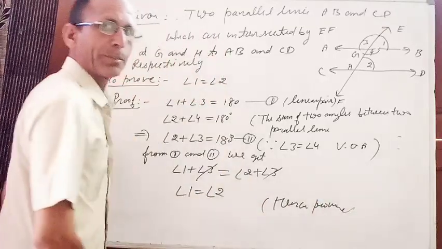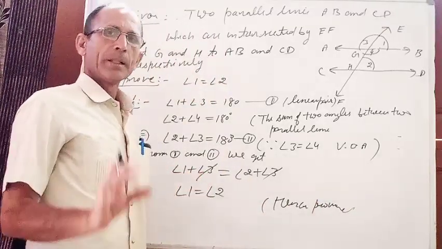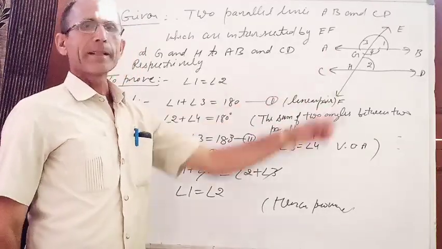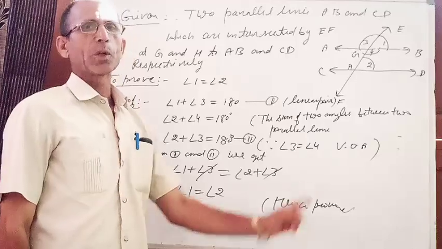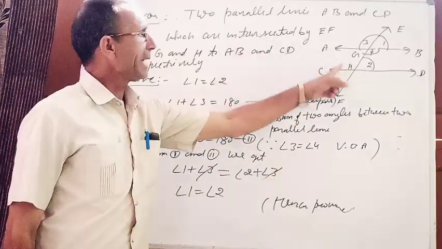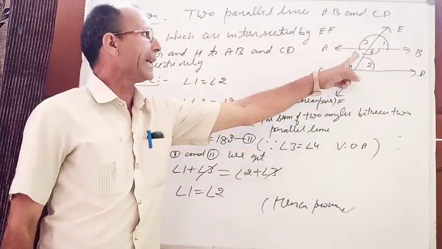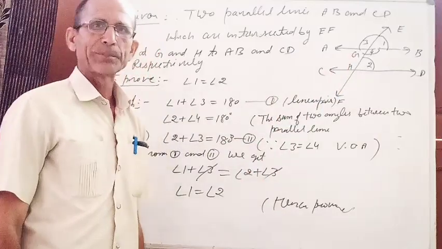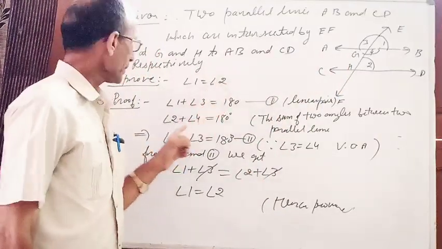Theorem is proved. Once again I am repeating. Listen properly. If two parallel lines are intersected by a transversal line, then we have to prove corresponding angles are equal. So given AB and CD are parallel lines, and EF intersects these two parallel lines at G and H respectively. We have to prove angle 1 is equal to angle 2.